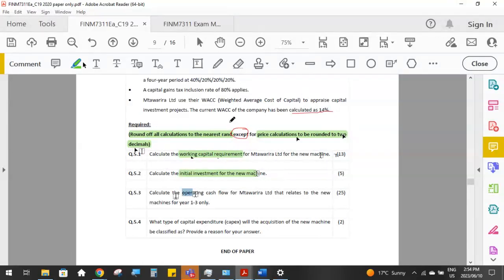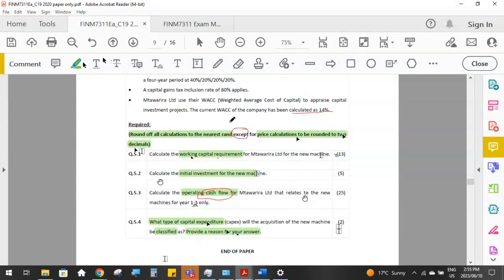Then calculate the operating cash flow. Cash flow. So not taxable profit, but how much cash is actually going to flow in and out of the company. That relates to the new machine for years 1 to 3 only. So 25 marks. And then a bit of a theory question at the end. What type of capital expenditure will the acquisition of the new machine be classified as, and provide a reason for your answer? So 2 marks. Name the type and provide a reason for your answer.